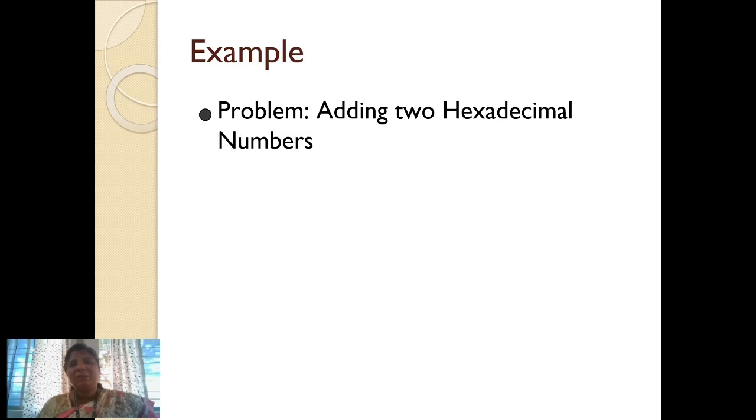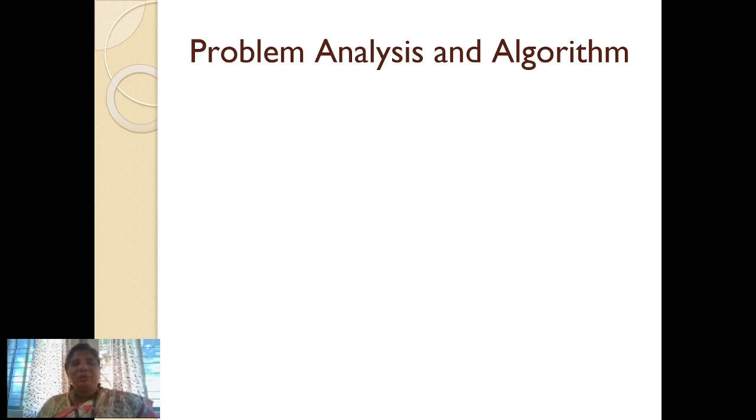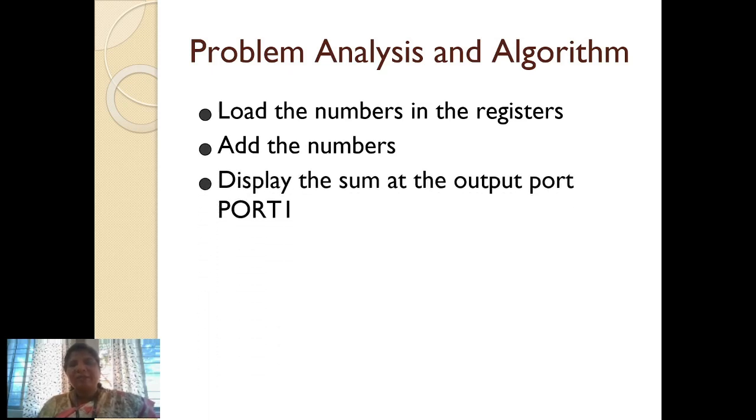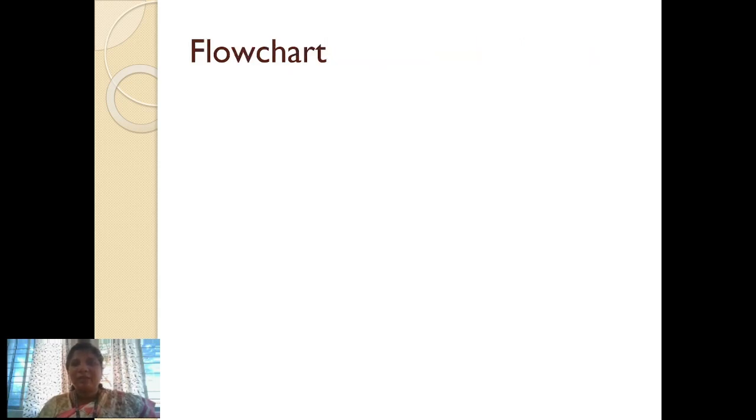Let's take the example of adding two hexadecimal numbers. So what are the steps? As we are talking about adding two numbers, first we need to get the two numbers. So first we will load the numbers in the registers. Then once we have the two numbers, we will add, and once the result comes, this result or sum will be displayed at the output port, and then the program ends.